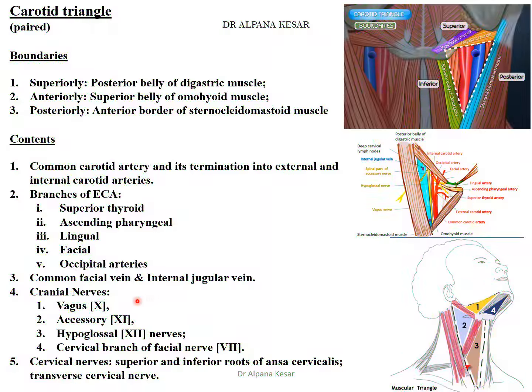Cranial nerves, namely 10th, 11th and 12th, and cervical branch of facial nerve are all the contents of carotid triangle. Yet another content of carotid triangle includes cervical nerves, that is, superior and inferior roots of ansa cervicalis and transverse cervical nerve.